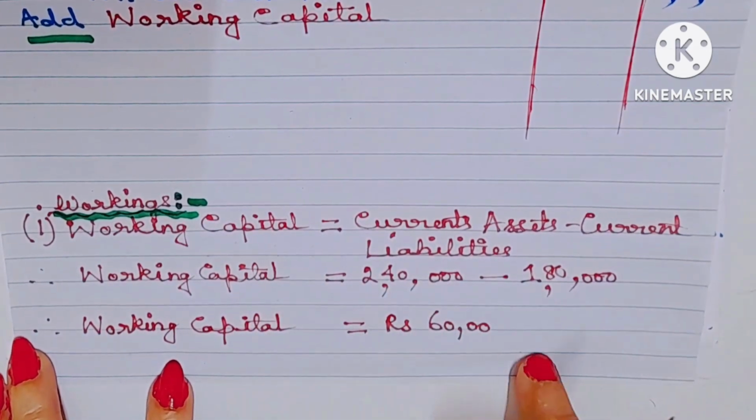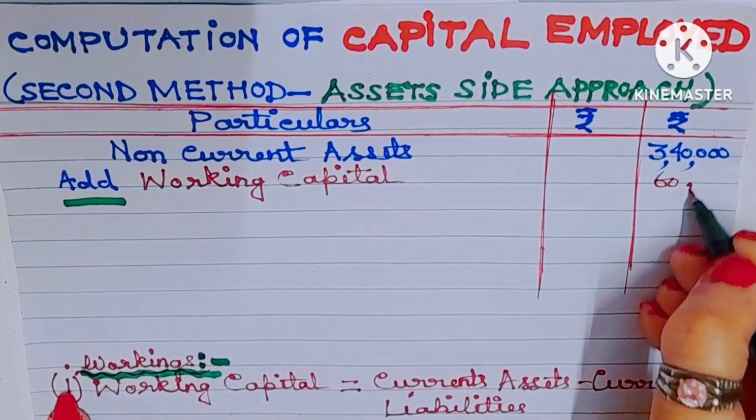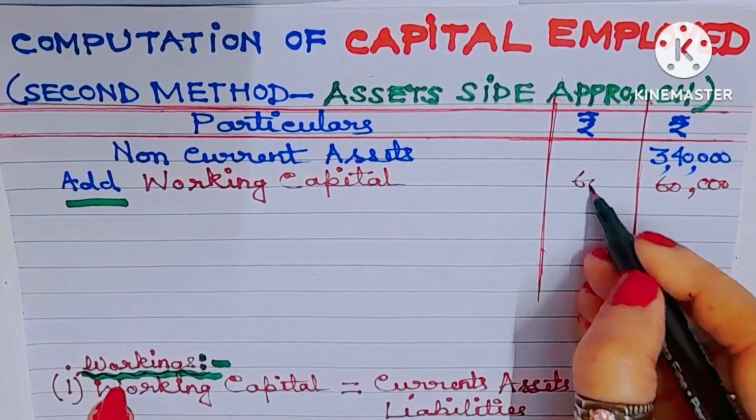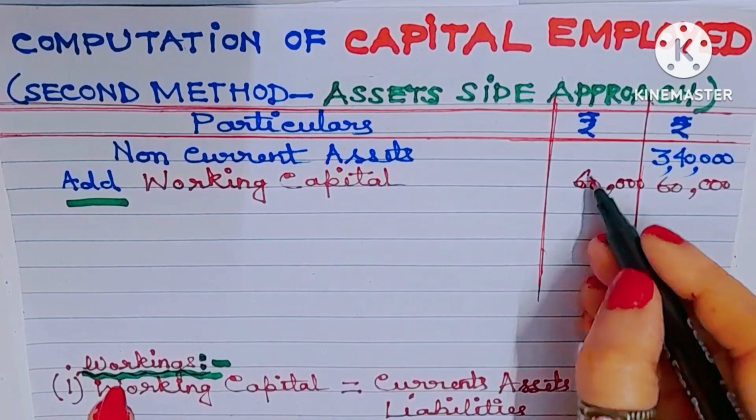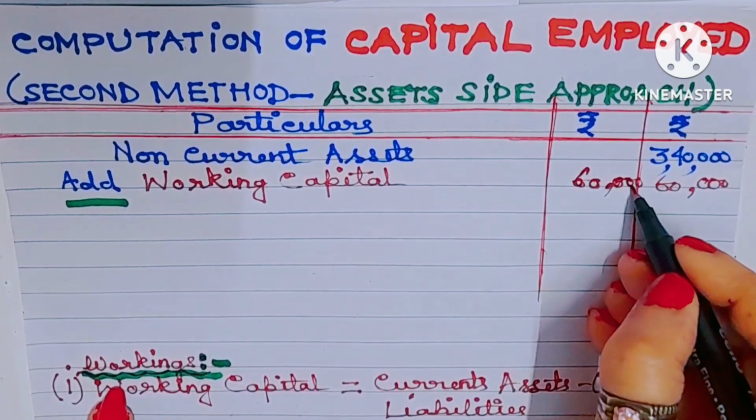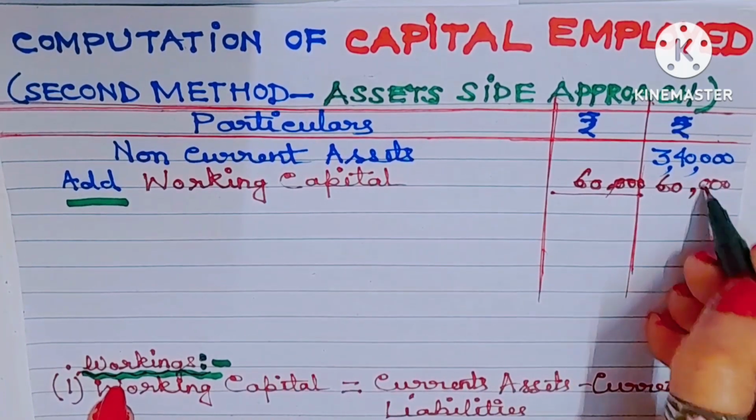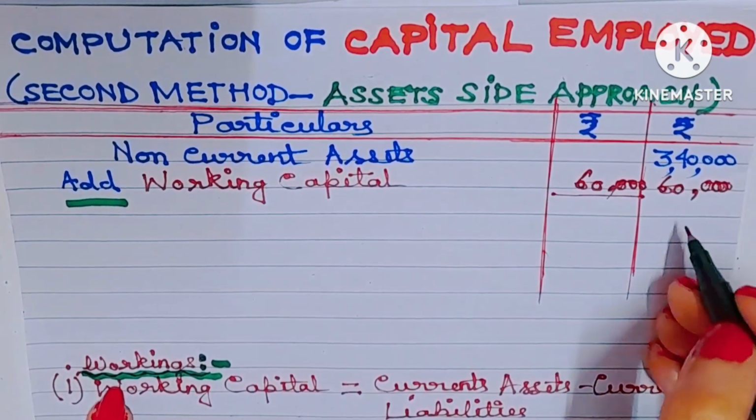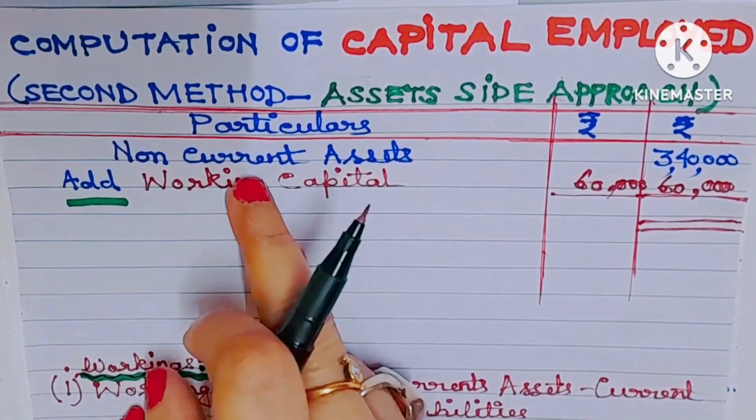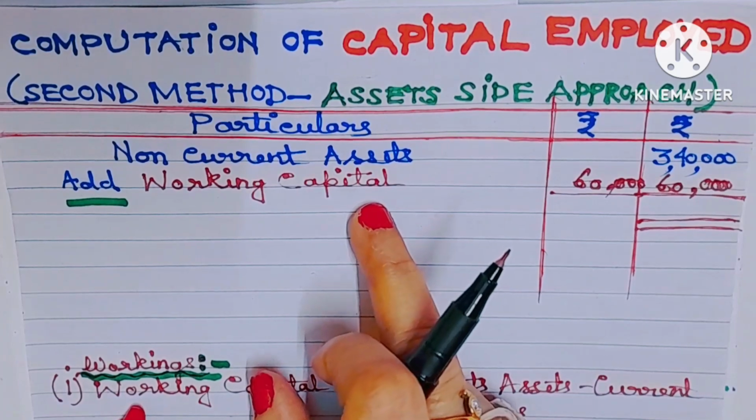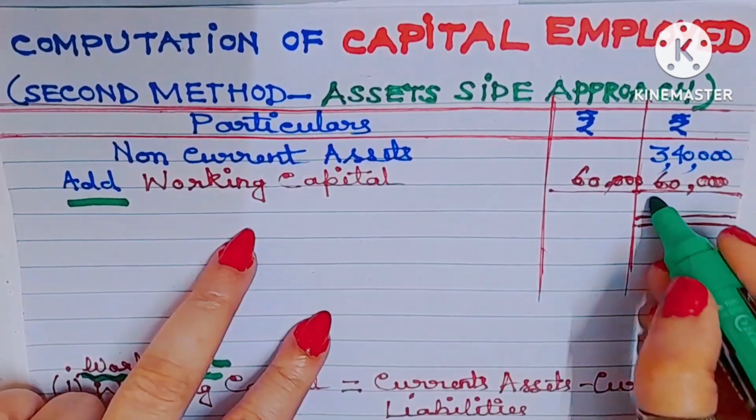60,000. Now, let's write working capital here. So, let's write rupees 60,000 in the first column first, then write 60,000 in the outer column. Now, how much we'll get? Now, if we add non-current assets plus working capital, how much we'll get? We'll get 3,40,000 plus 60,000, that is 4 lakhs.